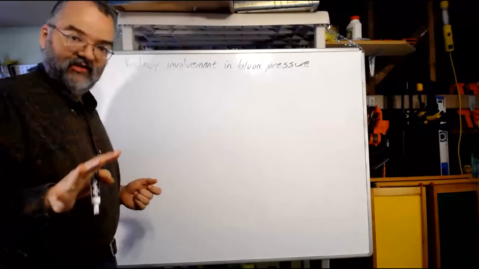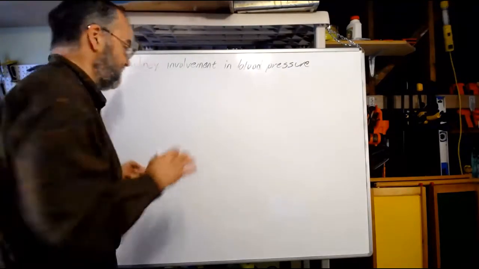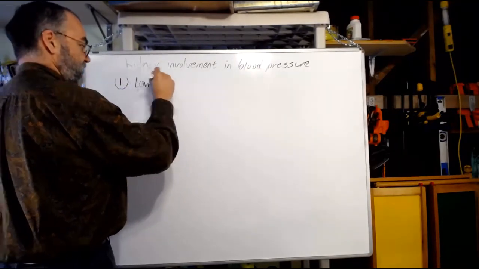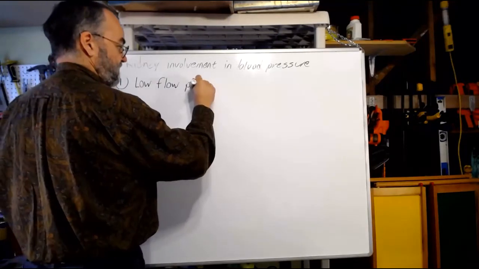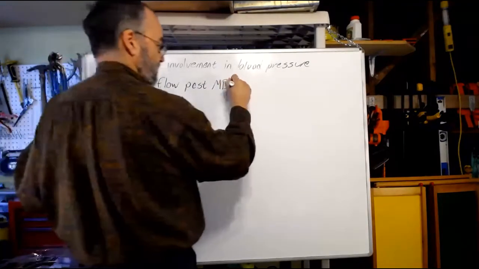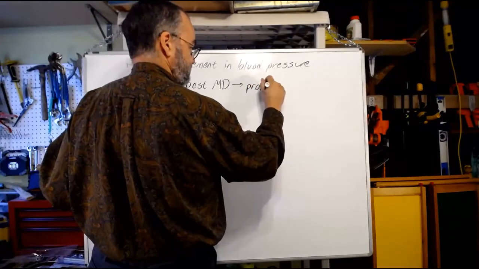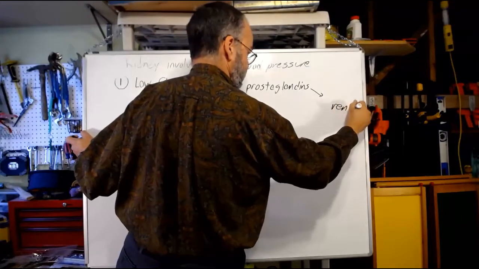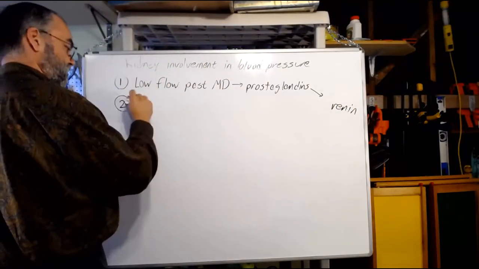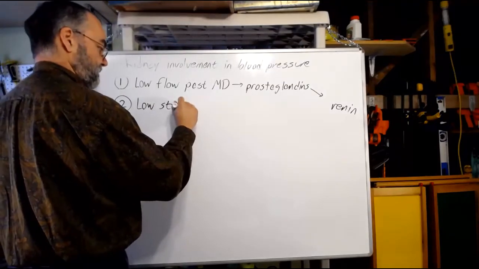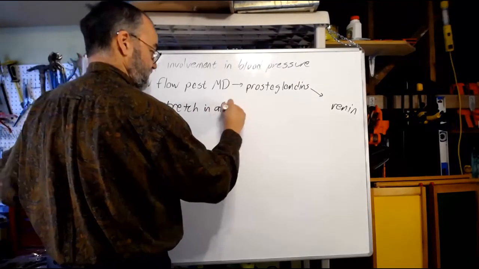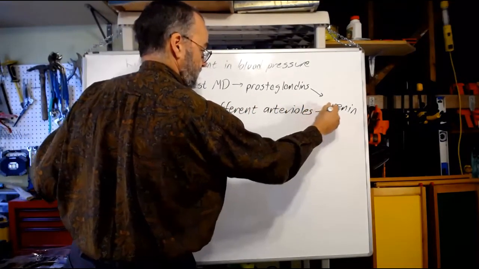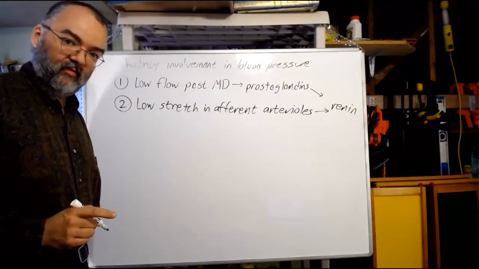Now, I asked you to make a list of things that caused renin secretion. And if I remember correctly, we had several things. So we had low flow past the macula densa. That caused secretion of prostaglandins, which led to secretion of renin. A second one was low stretch in the afferent arterioles. That also led to the production of renin at the juxtaglomerular cells.